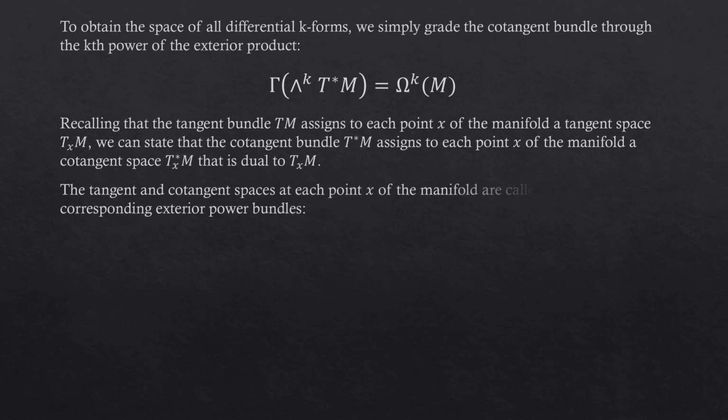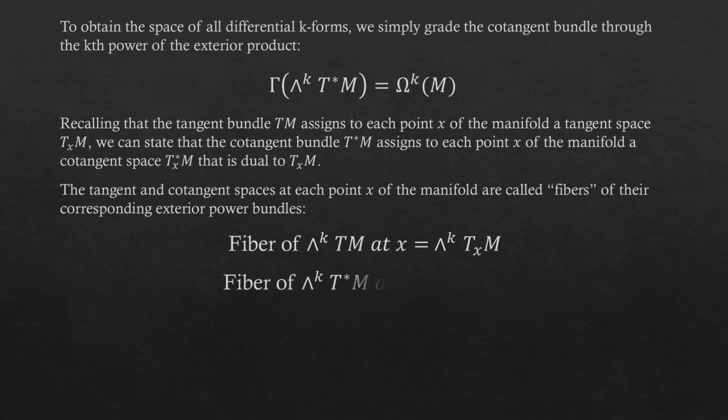And the tangent and cotangent spaces at each point x of the manifold are called fibers of their corresponding exterior power bundles. So the fiber of the kth exterior power of the tangent bundle at a point x is just given by the kth exterior power of the tangent space at that point x of the manifold. And then, as such, the fiber of the kth exterior power of the cotangent bundle at x is given by the kth exterior power of the cotangent space at the point x of the manifold.